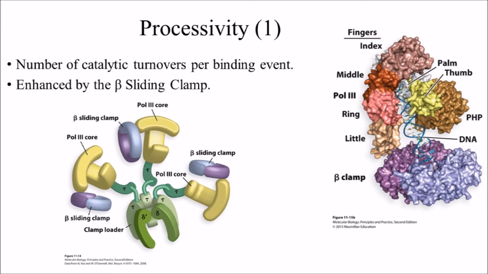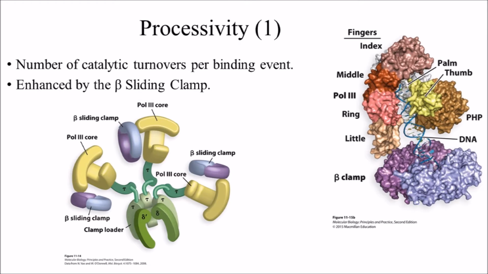Processivity is the number of catalytic turnovers per binding event. That is the number of nucleotides incorporated before DNA polymerase dissociates from DNA. DNA polymerase 1 has a processivity number of 10 to 100 nucleotides, while DNA polymerase 3 has a processivity number in the thousands because of the beta sliding clamp.